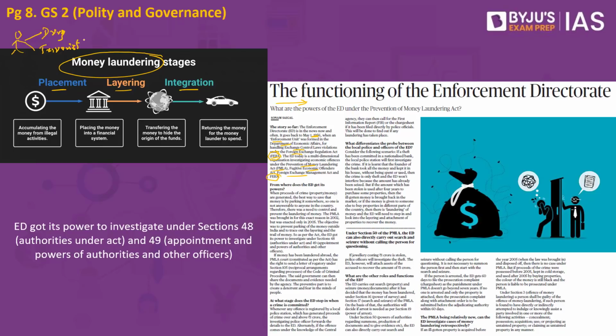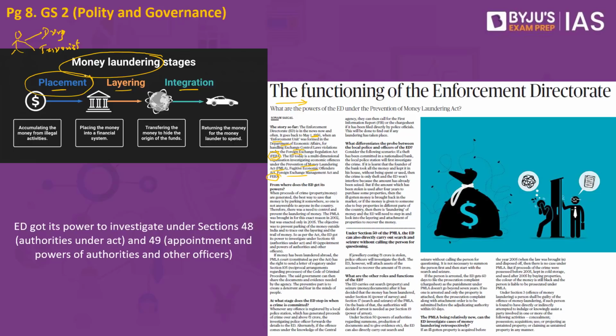So what does this person do? He gets the money from these extremist organizations, drug mafia, terrorist organizations, and organized crime organizations, and converts it into white money. So how does he do all this? That is where you have something called the money laundering stages. The first stage is what is called the placement.